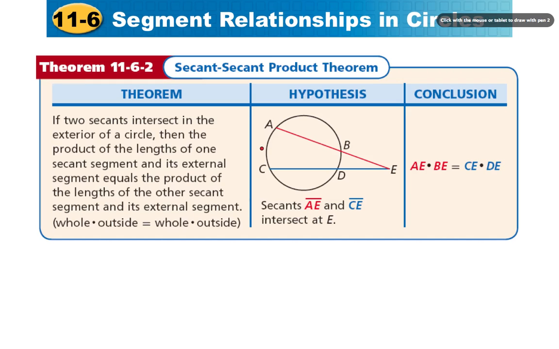Okay, what is all this saying? This is what it says. If you take this length of the secant, which is AE, and you take this length of the external secant or external segment, and you take the product of them, it should equal the length of the secant times the length of the external secant or external segment. And that's what this is saying. Okay?